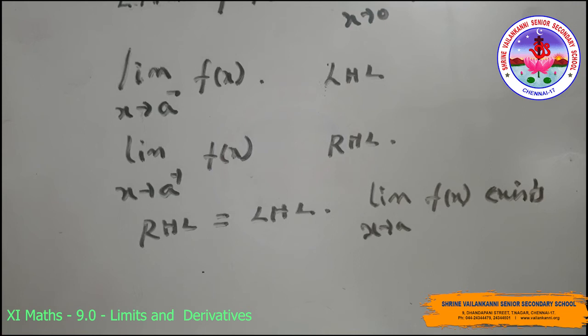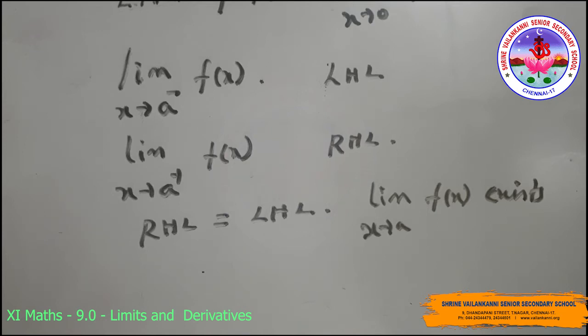Limit x tends to a minus f of x, which is the expected value of f at x equal to a, gives the values of f near x to the left of a, which is called the left hand limit of f at a. And limit x tends to a plus f of x, which is the expected value of f at x equal to a, gives the values of f near x to the right of a, and this is called the right hand limit of f of x at a.